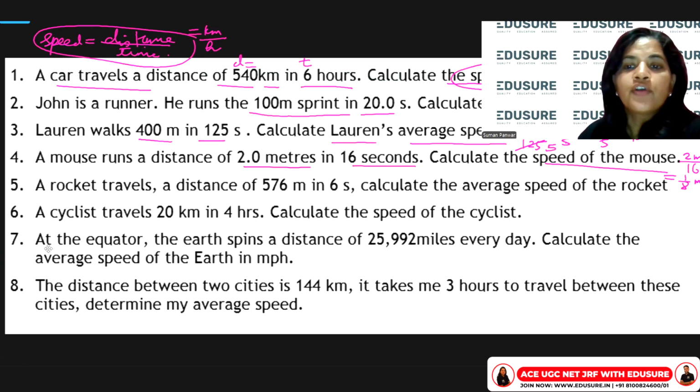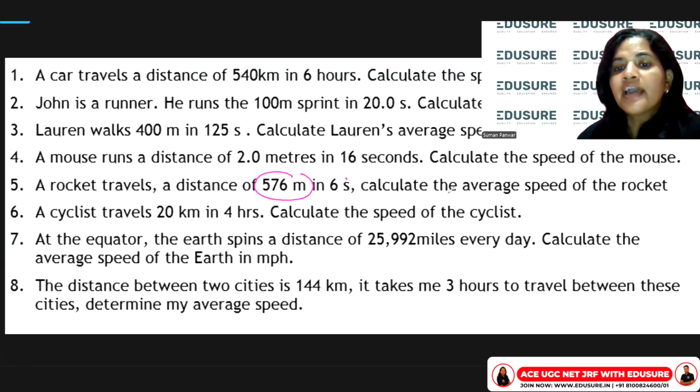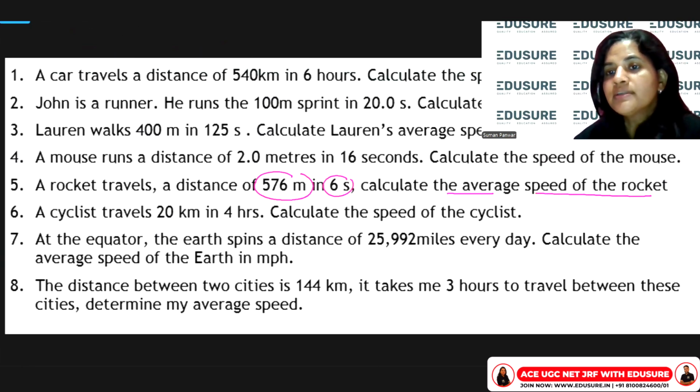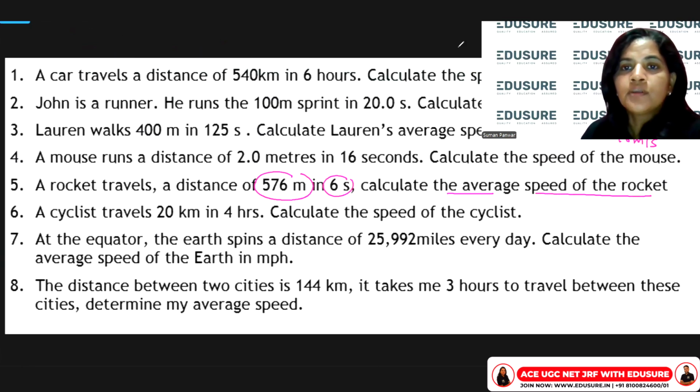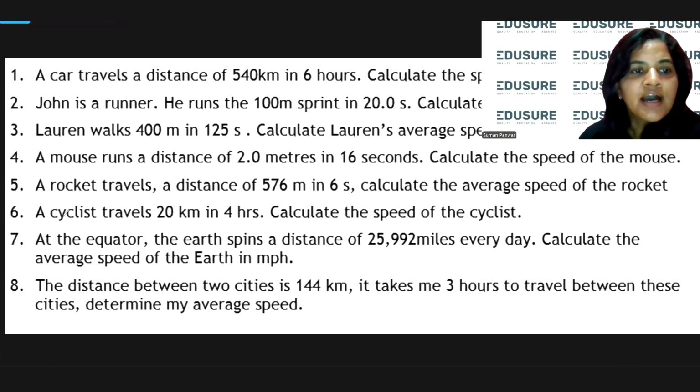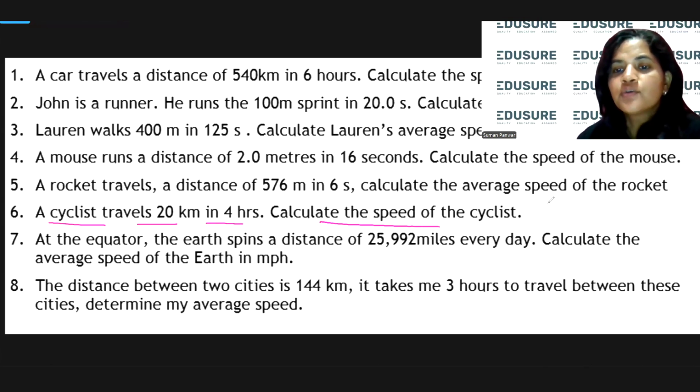Next question. A rocket travels a distance of 576 meters in 6 seconds. Calculate the average speed of the rocket. So again, 576 meters divided by 6 seconds. So 6 times 9 is 54, 3 remaining, 36, 6 times 6. So it is 96 meters per second. All right. Next question. A cyclist travels 20 kilometers in 4 hours. Calculate the speed of the cyclist. So again, 20 kilometers divided by 4 hours, which is 5 kilometers per hour.